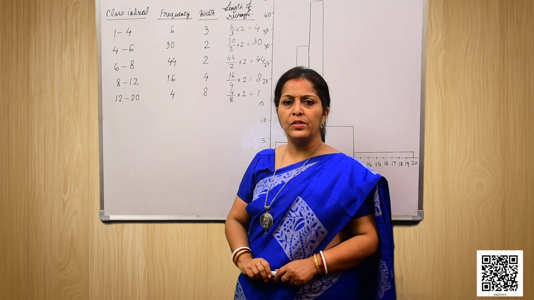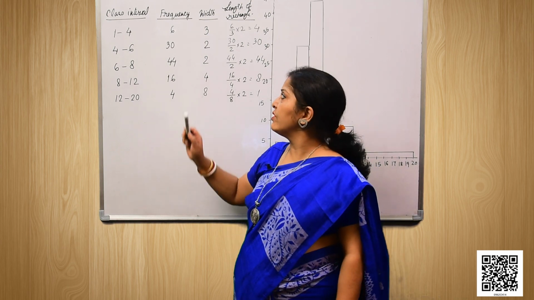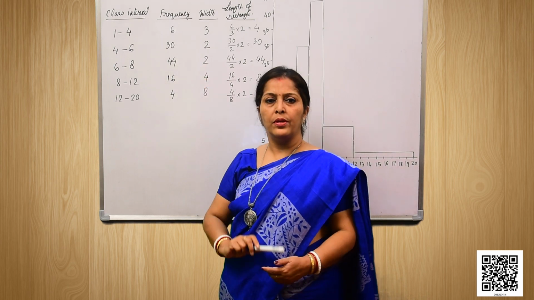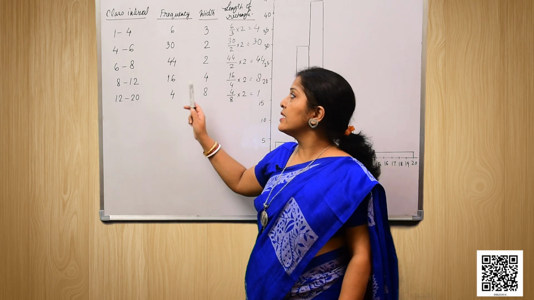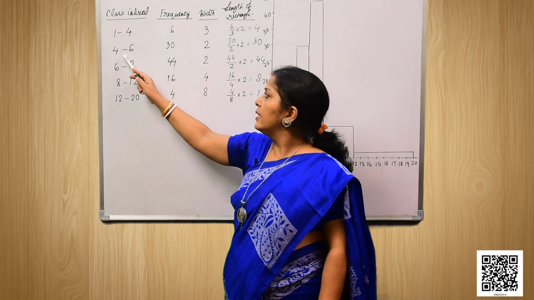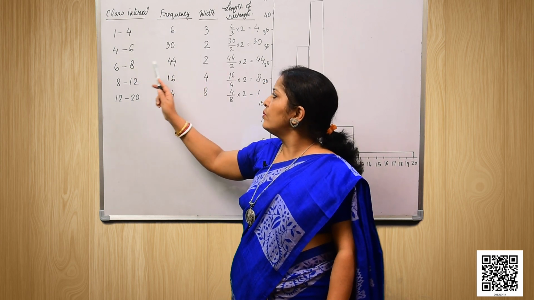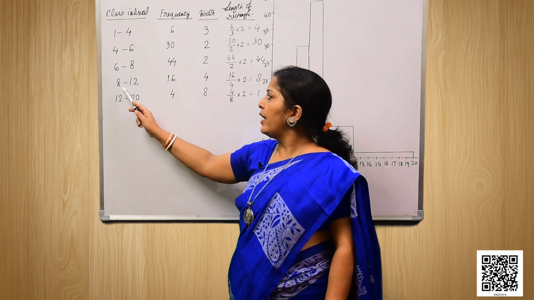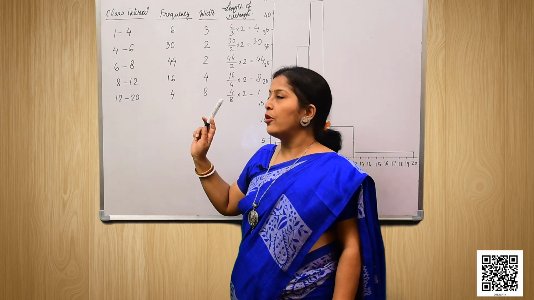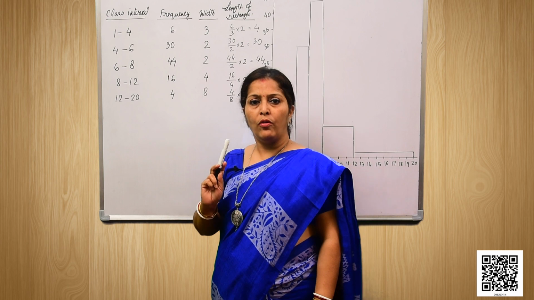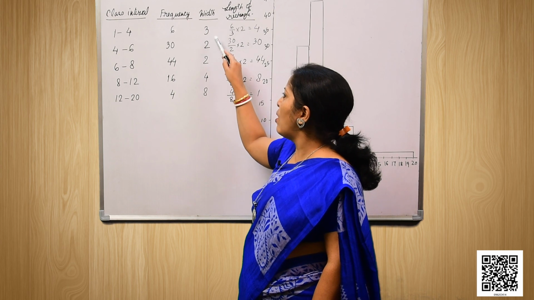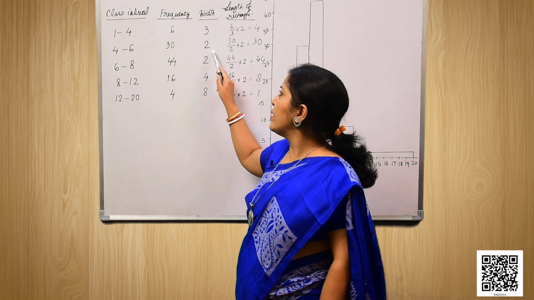And the number of surnames, which is the frequency, was also given to us as 6, 30, 44, 16 and 4. But here also the same thing, the width is not the same. In the first class 1 to 4, the width is 3, then 4 to 6 it is 2, 6 to 8 it is 2, 8 to 12 is 4 and 12 to 20 is 8. Now to maintain the equilibrium of the rectangles, what we do is we make it of the size 2 first, which is common in both, that is the lowest one.